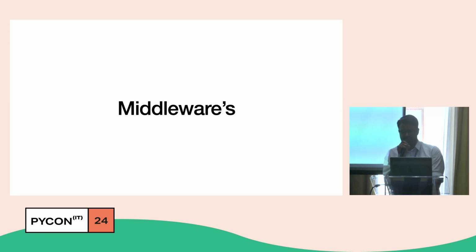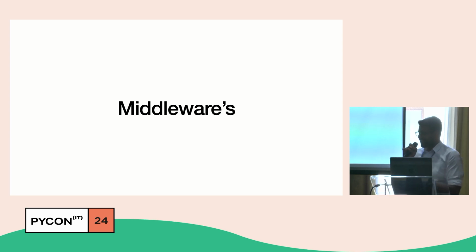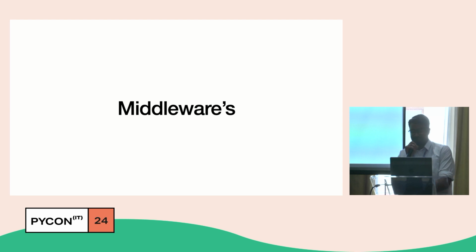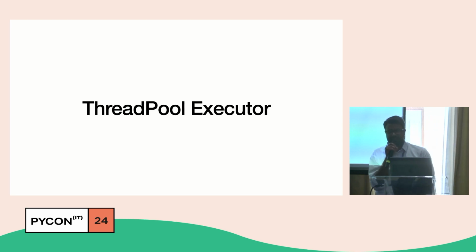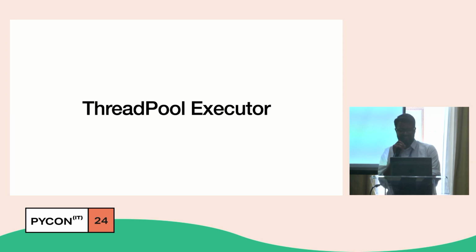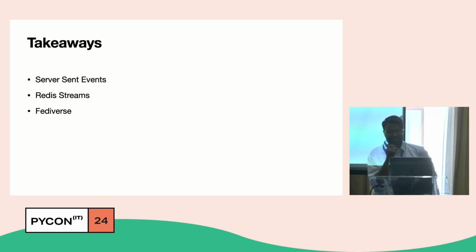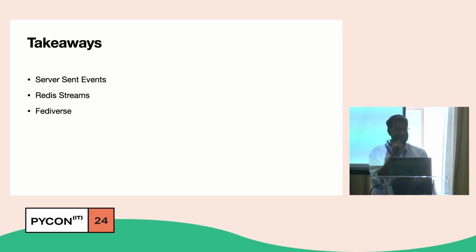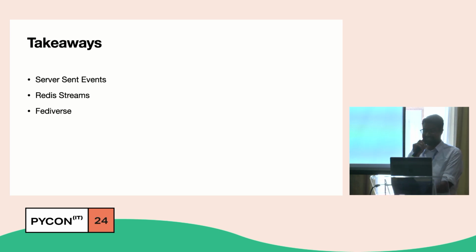A little bit about middlewares. If you want to know how this is implemented, please look at Django again, because Django has actually shown us how you can convert a sync middleware to another one. It's fairly straightforward and really interesting, and it mainly uses thread pool executors. I think there was also a talk about Asyncio where this was mentioned, and I found it really interesting how thread pool executor in general is used. So if you take away anything from the talk: server-sent events, Redis streams, and of course, Fediverse.